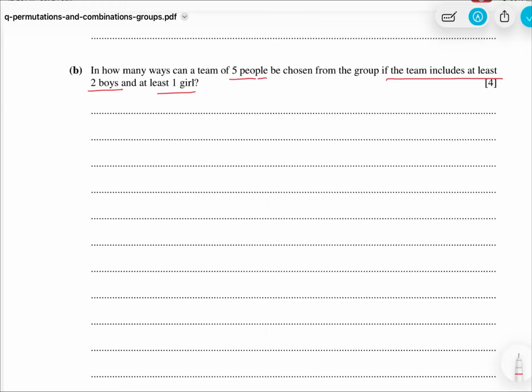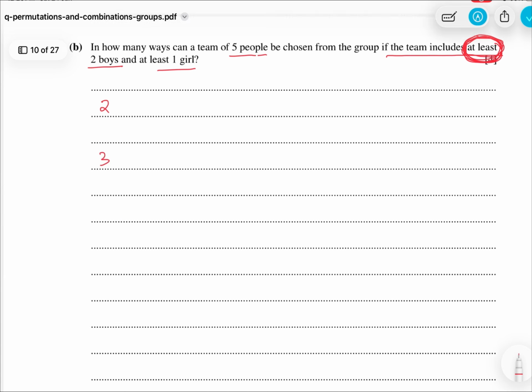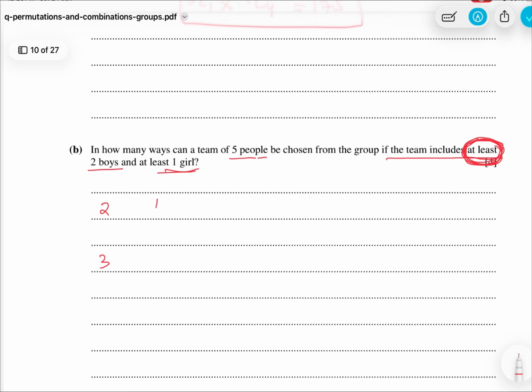At least 2 boys. See again this term, at least. At least 2 boys means 2 could be there, and how many boys are there? 3. So 3 could also be there. At least 1 girl means, we have a total of 4, so 1 could be there. We could have 2, we could have 3, we could have 4, because 5 people are chosen, right? Yes or no? So how many combinations can we make?